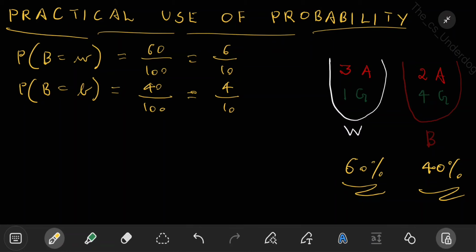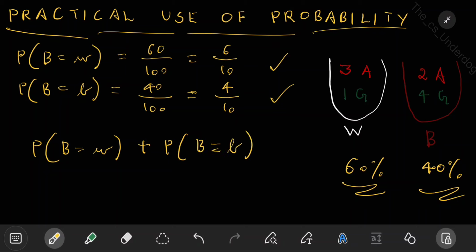Okay. Similarly, let us note down all the probabilities that we already know by this point. One general rule of probability is that if you sum all the probabilities, it should give you 1. So here, if you take probability of bag equal to white plus probability of bag equal to brown, you will get 6 by 10 plus 4 by 10, which is equal to 10 by 10, which is 1, right? Which means the total probability is 1.